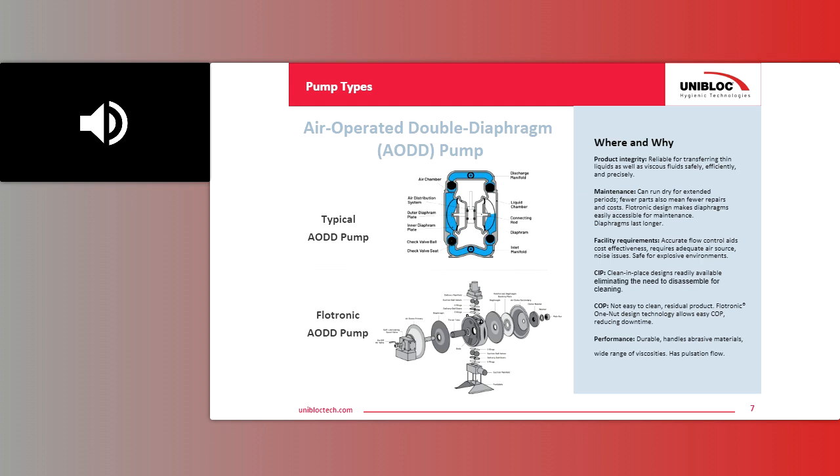We've taken the air valve, which is traditionally in the center of the pump between the two diaphragms, and moved it to the outside of the pump, to one side of the pump. That allows the technology to hold this pump together in a different way, basically with one nut. So it's commonly referred to as the one-nut pump as well. So let's talk about AODD pump technology itself and where and why you would use that technology.